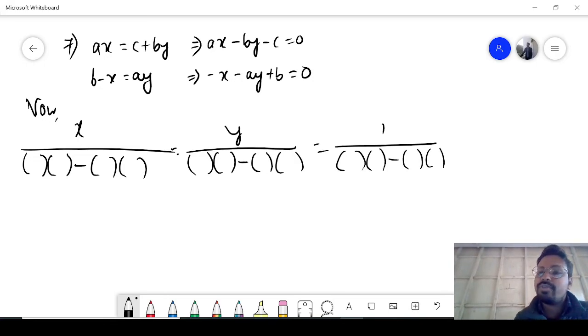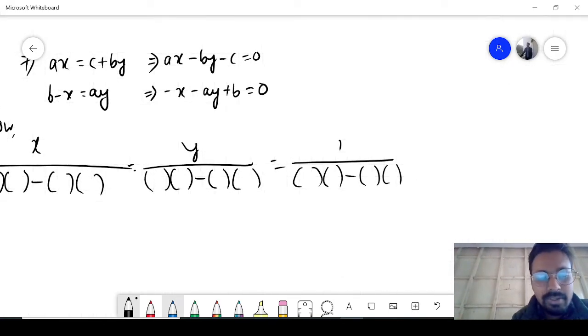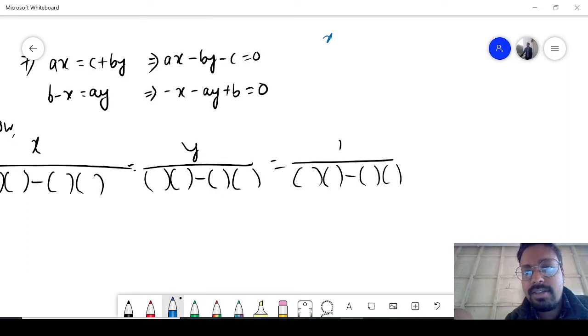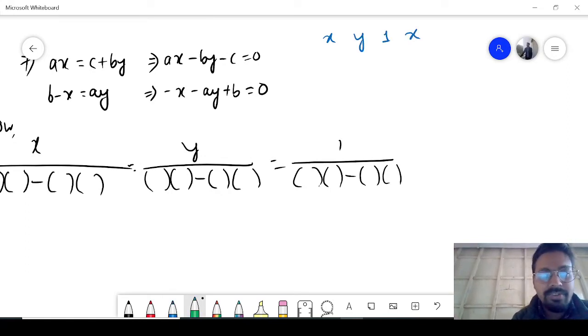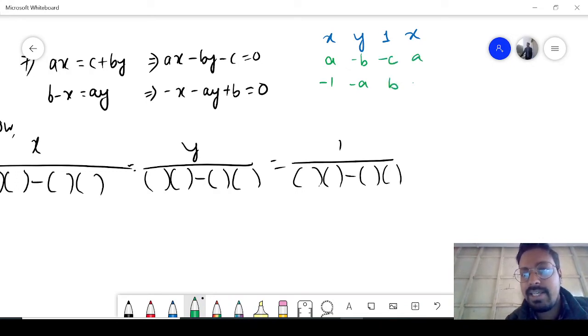Okay, and as we did it previously, we are going to write the coefficients of x, y, 1 and again x. So what are the coefficients? The coefficients of x are a and minus 1, here minus b and minus a. Under 1 we have minus c and b, and again for x, a and minus 1. Okay, a, minus 1, minus b, minus a, minus c, b. I hope it is clear.